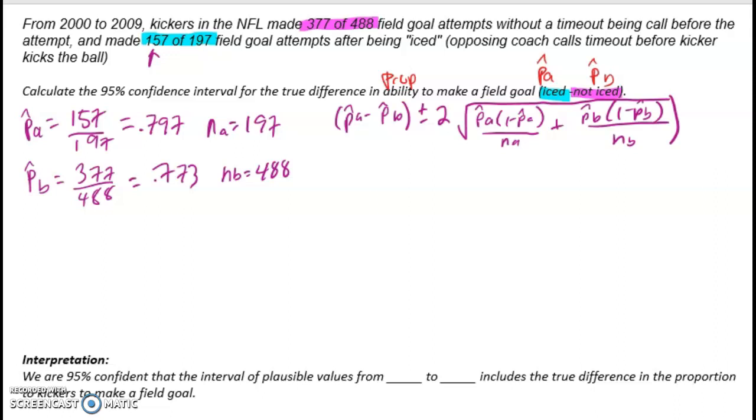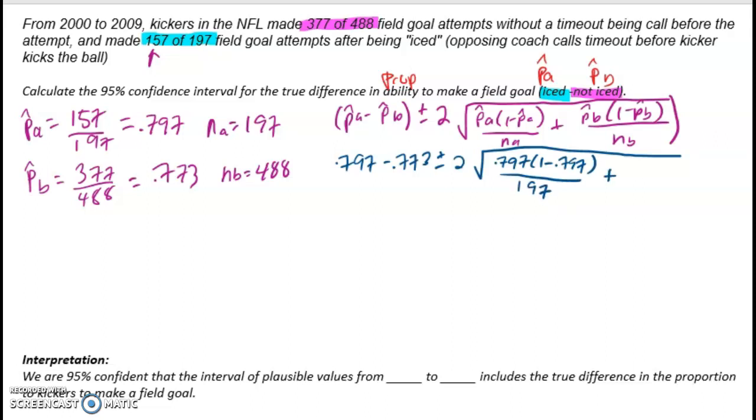Okay, and now I have everything that I need to substitute into the values. So I'm just substituting and using a calculator, which sometimes can be the trickiest part. So 0.797 minus 0.773 plus or minus 2 times the square root of 0.797, 1 minus 0.797, all over 197, plus 0.773, 1 minus 0.773, that's coming from context B, all over 488.